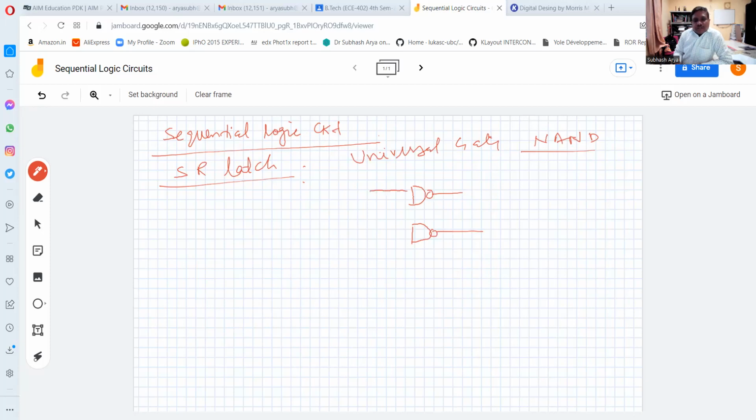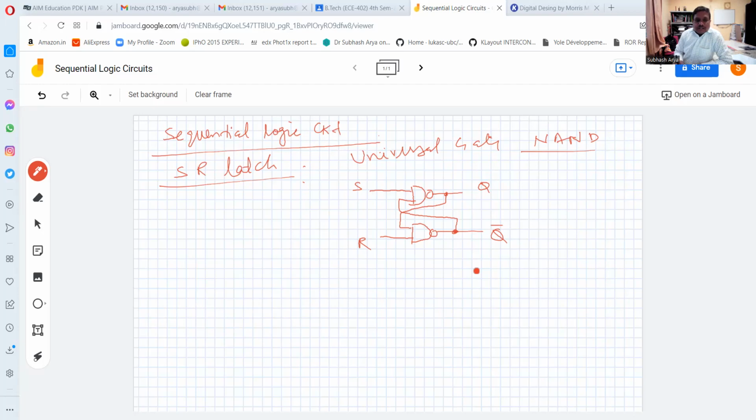So what input is here? Another input is here. This is called S. This is called R. This is called Q. And this is called Q bar. The output of this first NAND gate is given to the input of the second NAND gate. Similarly, the output of the second NAND gate becomes the input of the first NAND gate. So this is the cross-coupled connection of two NAND gates.